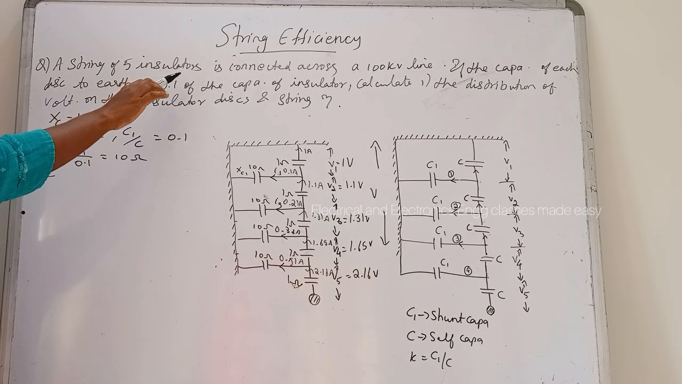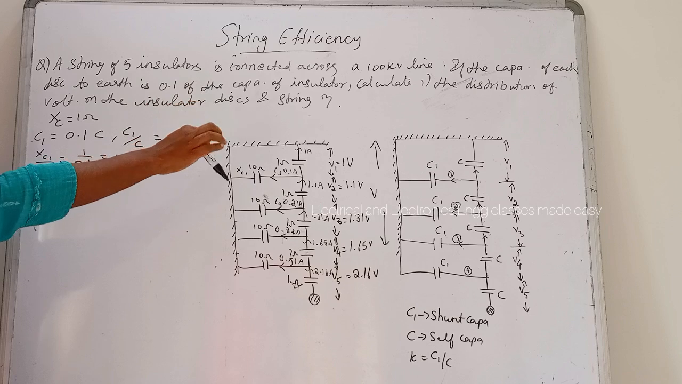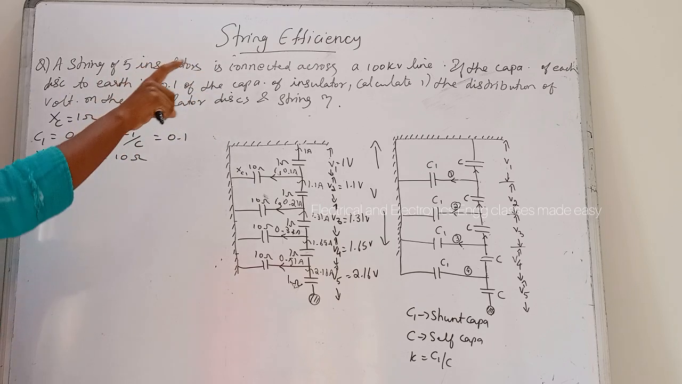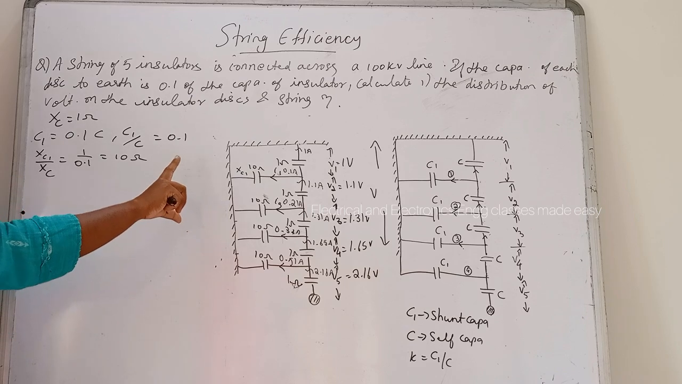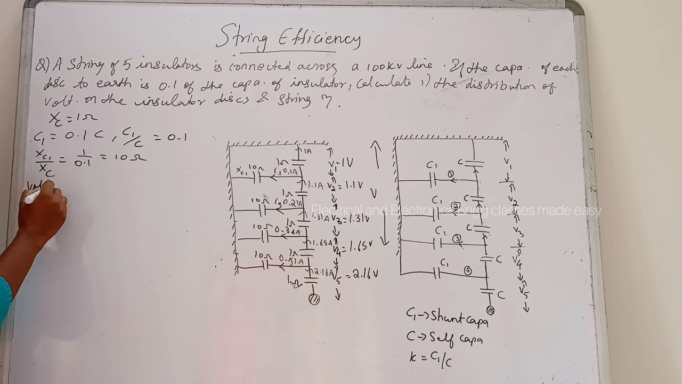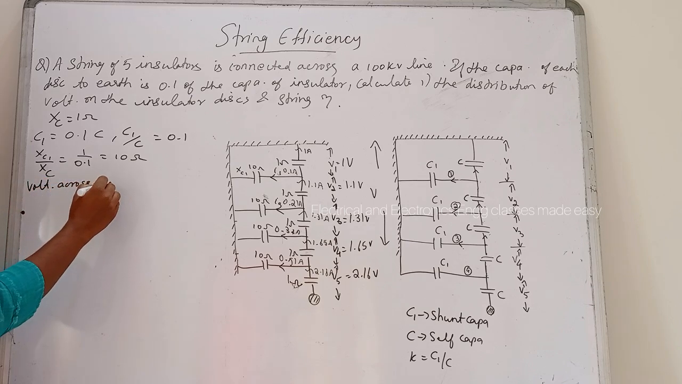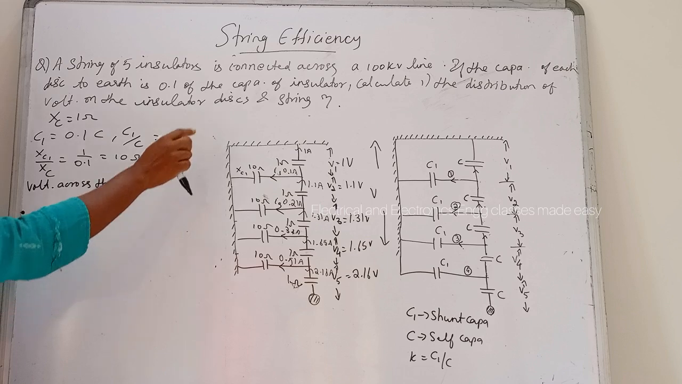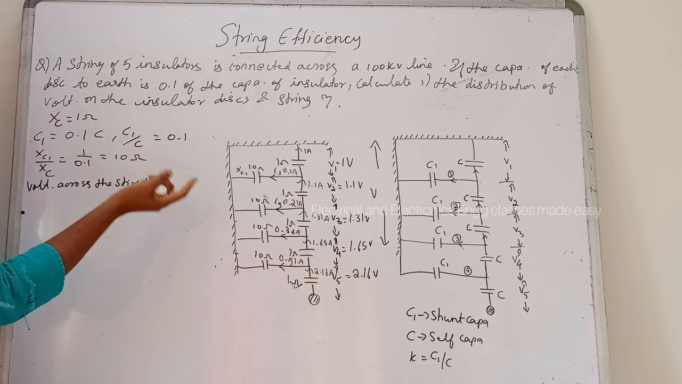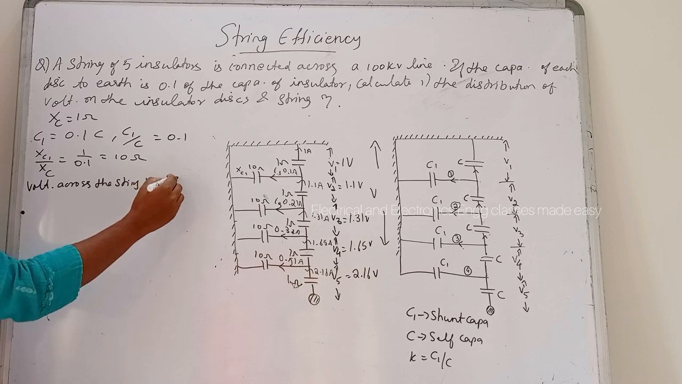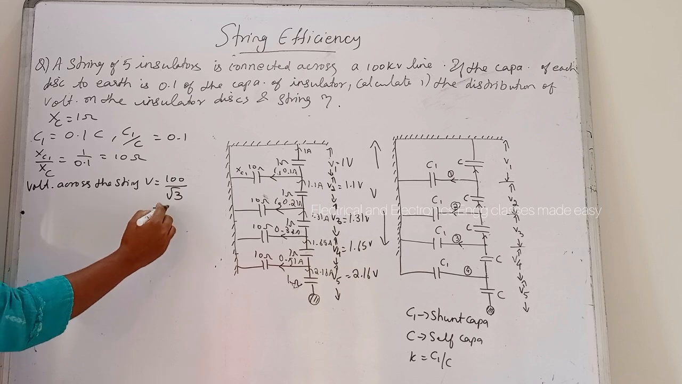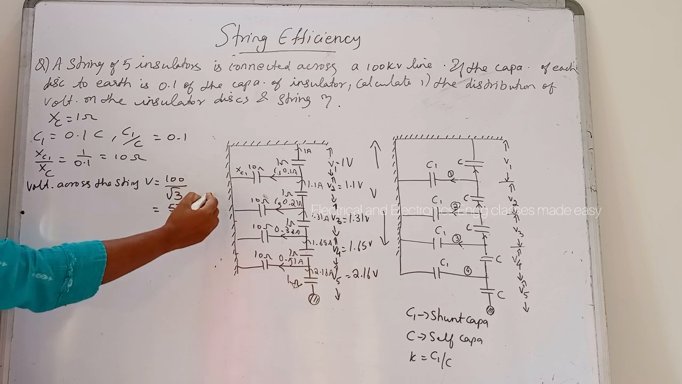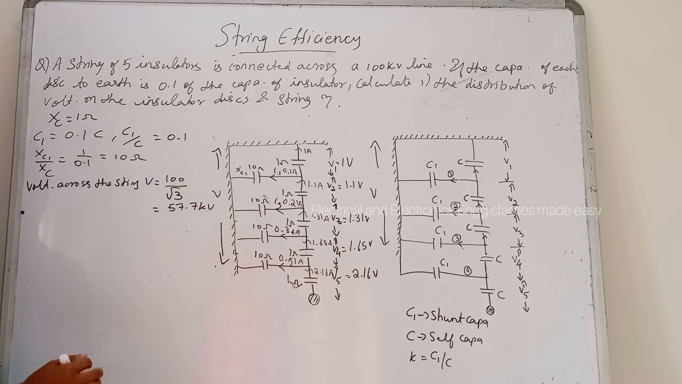Now in the question it is given that the string of 5 insulators is connected across a 100 kV line. So the line voltage is given. To find the string voltage, that is the voltage across the string, V is equal to the line voltage divided by root 3 to get the phase voltage. So 100 divided by root 3 is 57.7 kV. So this is the voltage across the string.